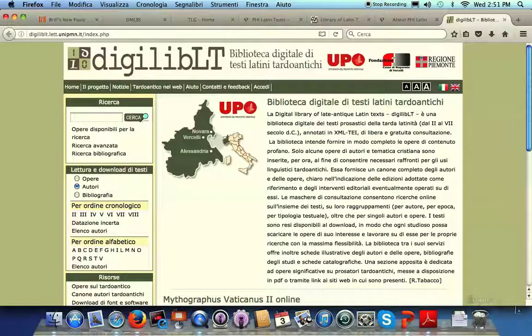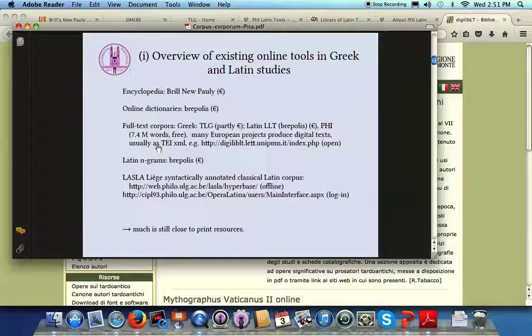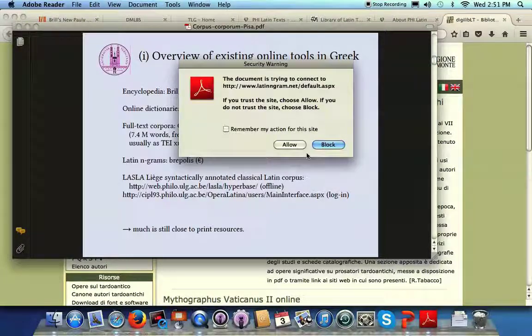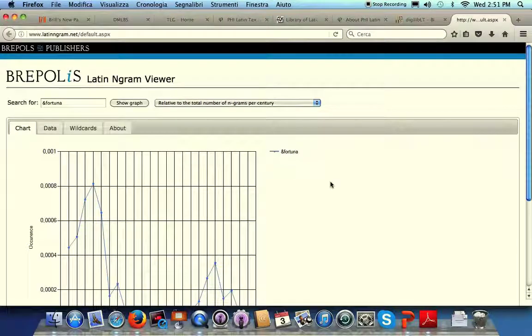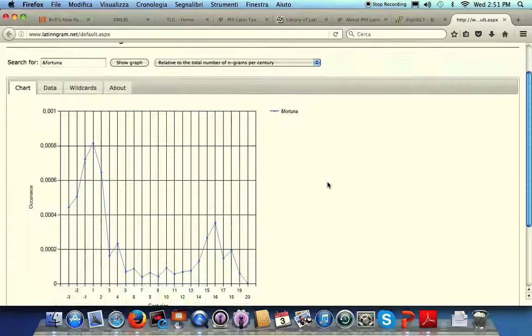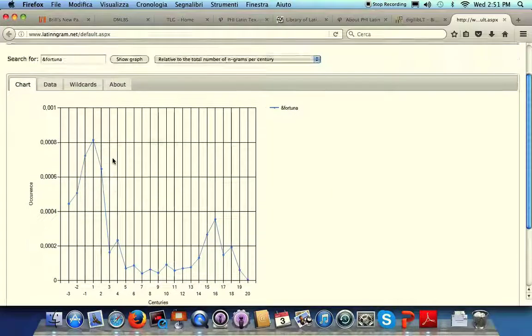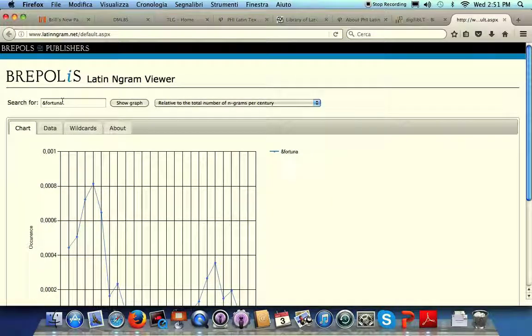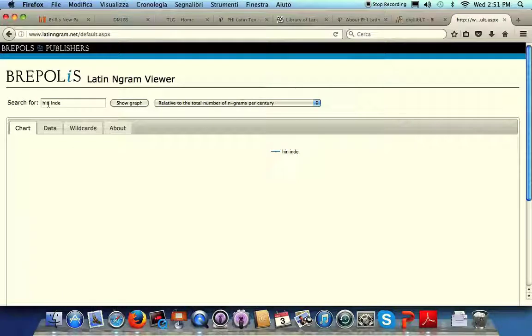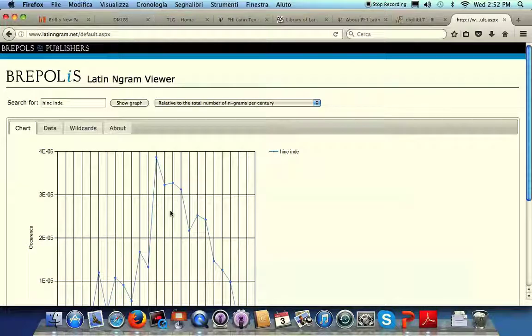Then there's an experimental tool, again at Brepolis, that does n-grams. An n-gram is a contiguous sequence of n items, in this case of n words. So, for example, at this tool, you can search several words together. For example, hinc inde. This tells you how often the combination of these two words, one after the other, occurs in different centuries. You see here that in the 9th century, this seems to be most common among the texts they have.